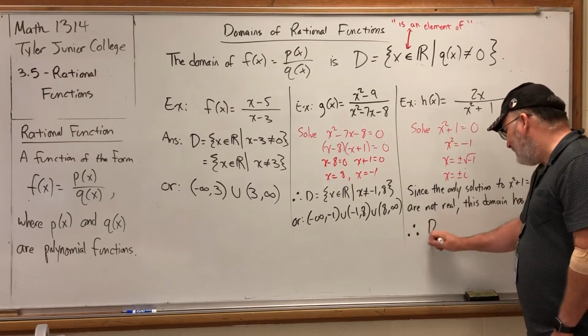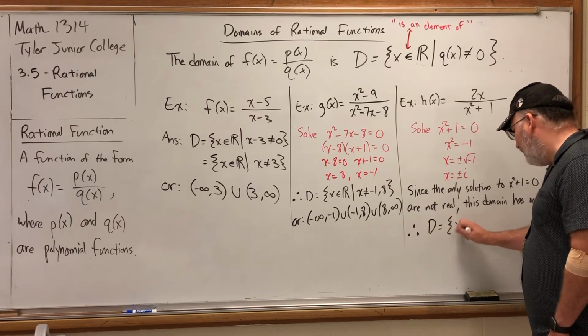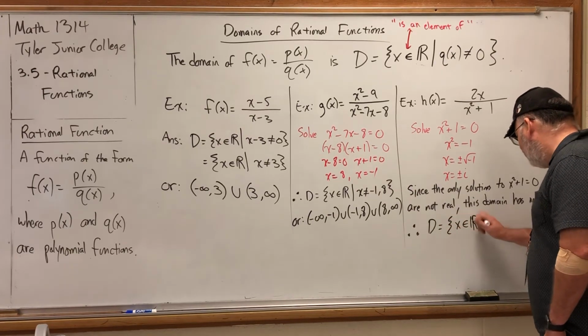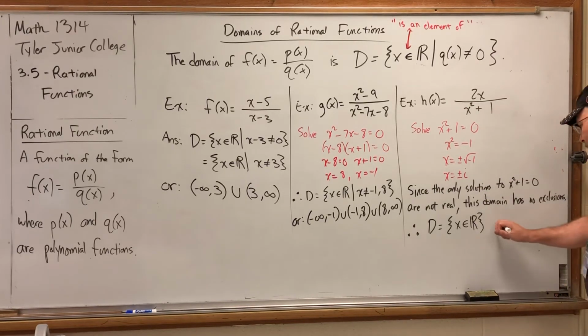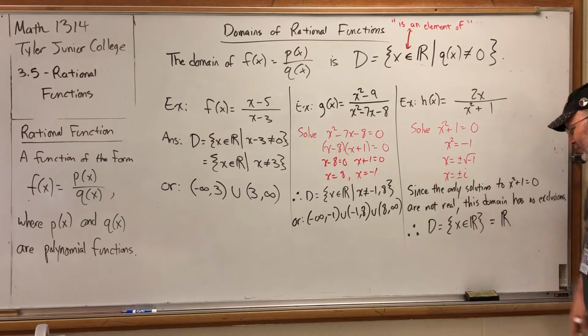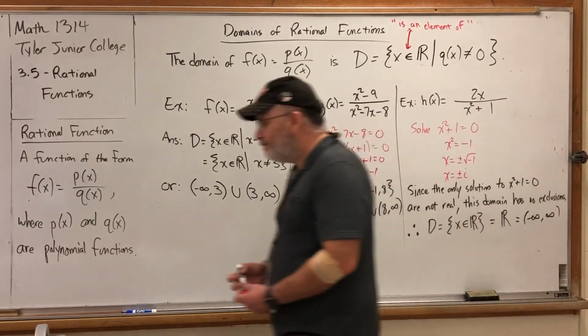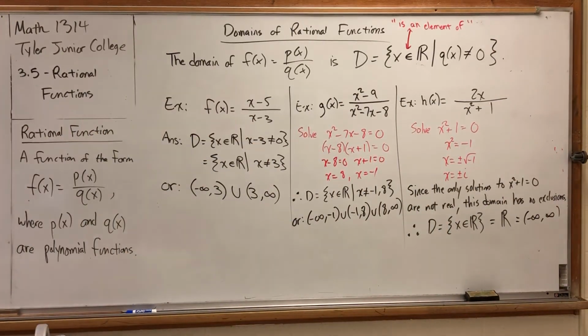Well, if you were to write it in set builder notation, you could just say the set of all x's that are elements of the real numbers. You don't have to put a condition because there are no real numbers to exclude. Or you could just say it's the set of real numbers. It's kind of redundant to say the set of all x's that are real numbers when you could just say the set of real numbers. Or you could say negative infinity, comma infinity. All three of these are equivalent ways of saying all real numbers. So just because you have a rational function, it does not necessarily mean there will be values excluded from the domain.